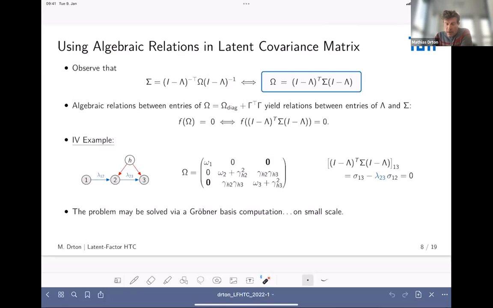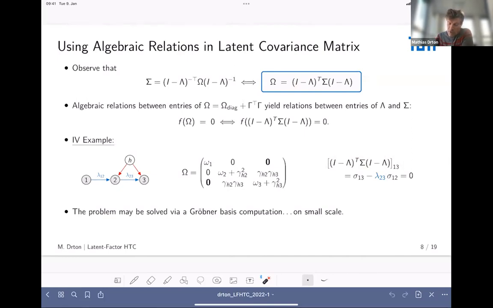Okay. Now, let me just pick one of these. These are relations, right? The fact that omega has a zero entry is a relation. It tells me omega 1, 3, for example, is zero. So this is a very trivial polynomial in omega that is zero. But I can use this polynomial and say, when I form this sandwiched matrix here and evaluate its 1, 3 entry, this must be zero if sigma comes from a parameterization of the graph in which lambda was used for the edge weights.